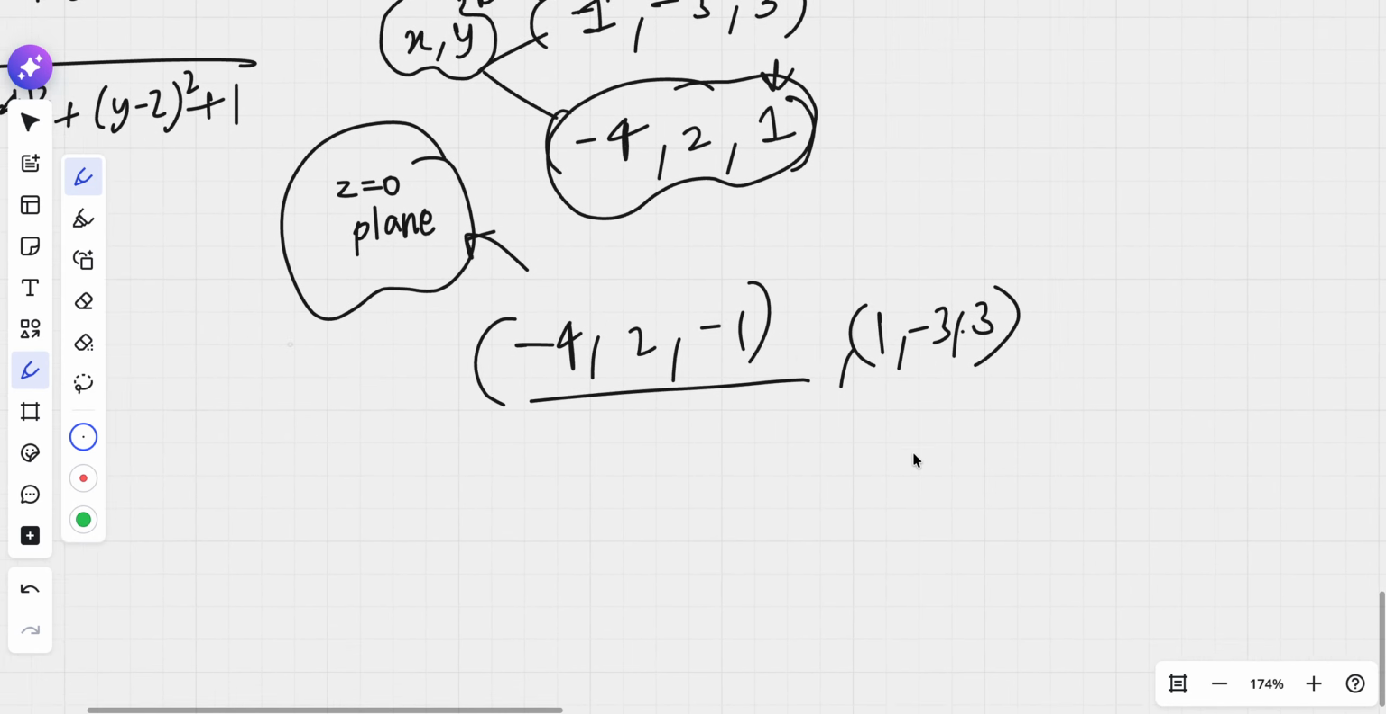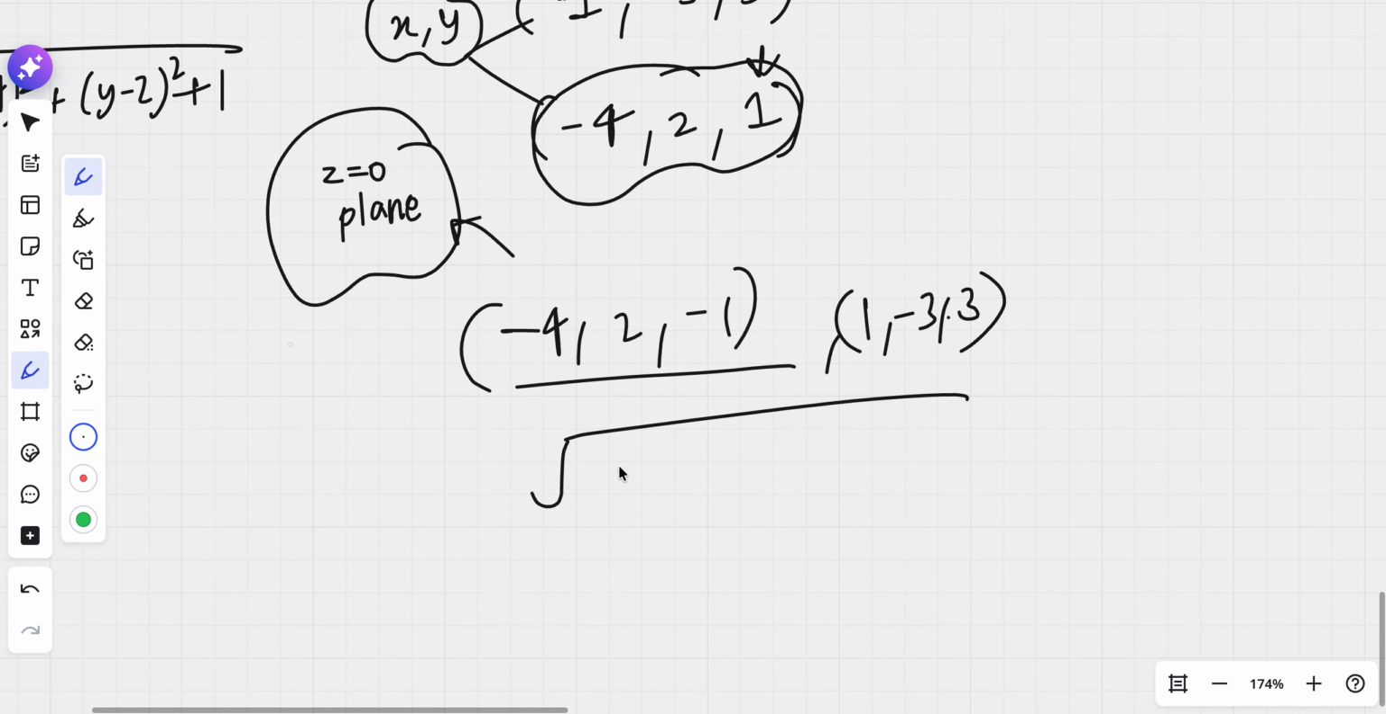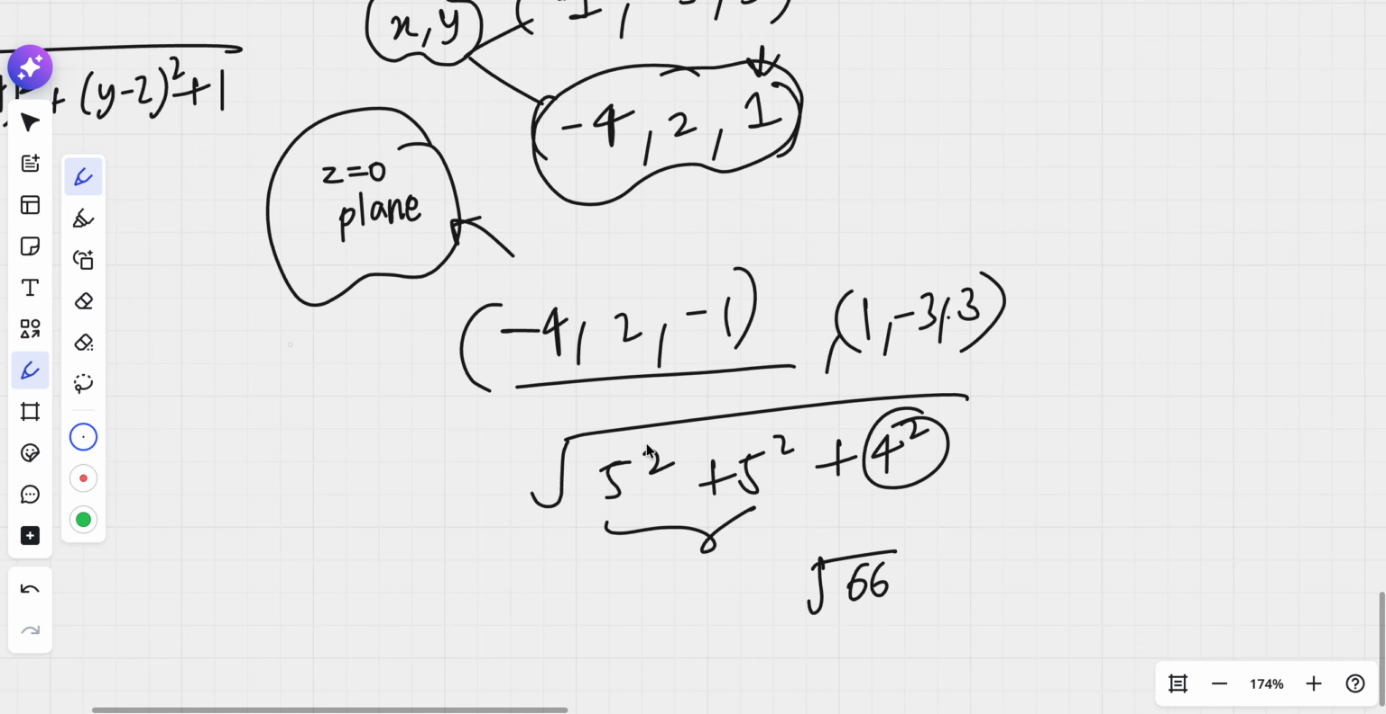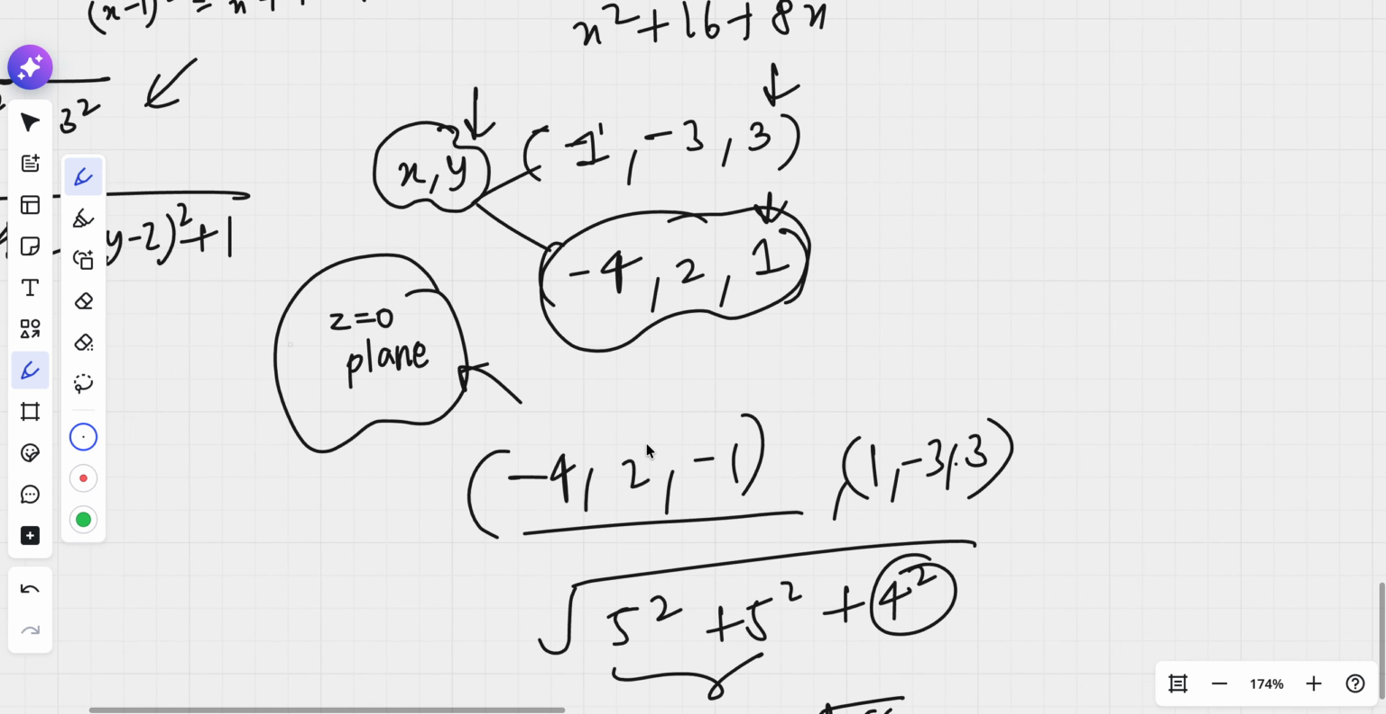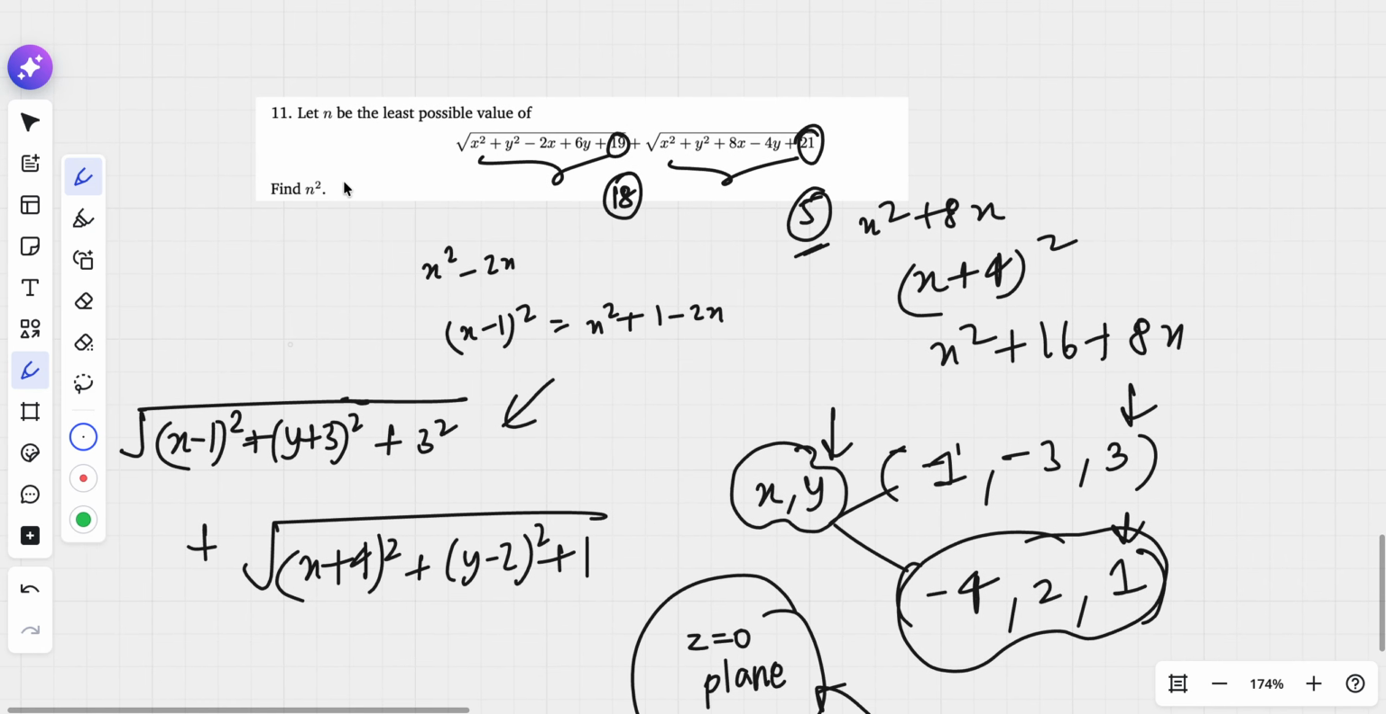Okay, so the distance between this is what? 5 square plus 5 square plus 4 square. I think I'm wrong, let me just check. This is 16, 56. Okay, I'm correct, 66. Yes, and they asked us to find n square, so n square becomes 66. Okay, so a little different because we are used to solving in 2D, but they use 3D here, but it's still doable.